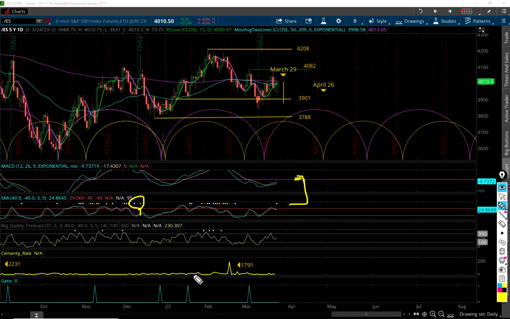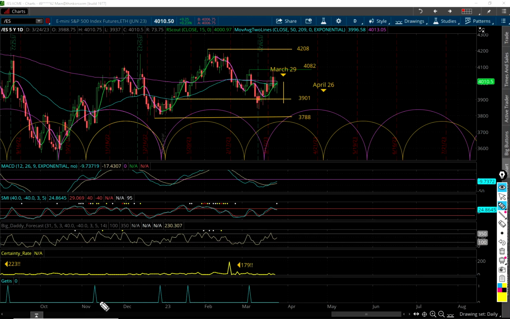Okay, now we're going to get into the serious indicators, the certainty rate, and then I'll talk about the Getis indicator. I think I'll talk about the Getis indicator first, because it's a little bit simpler and it's going to be a little bit quicker. Then I'll get into the certainty rate, which is highly complex.